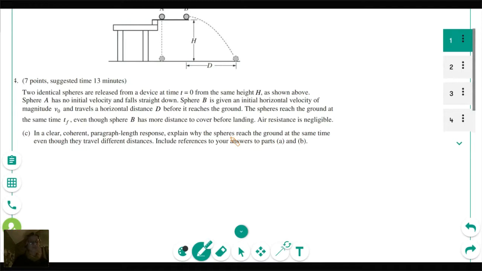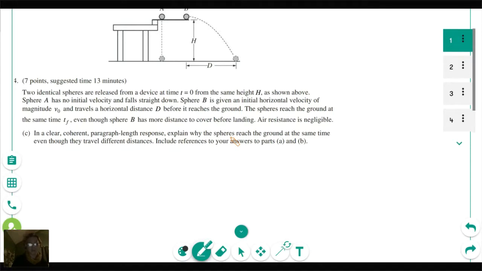So first of all, the first thing I said to do was to answer the question, and that's not really relevant here because you already have the answer. The spheres reach the ground at the same time, even though they travel different distances. That's the answer. And you're trying to explain why that is true. So we want to start listing principles that might be relevant. And the fact that it says include references to your answers in part A and B can be helpful. That's kind of a clue here. So we can get a sense of what physics principles might be relevant.